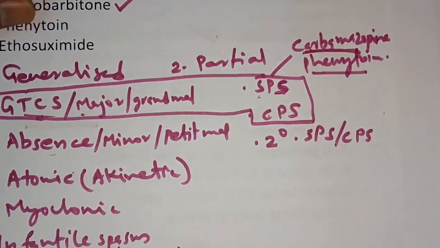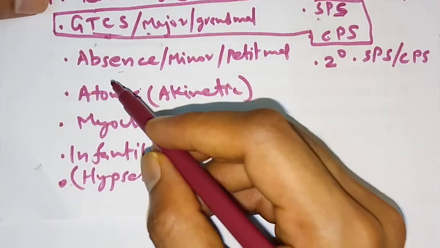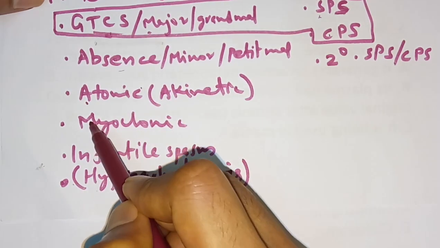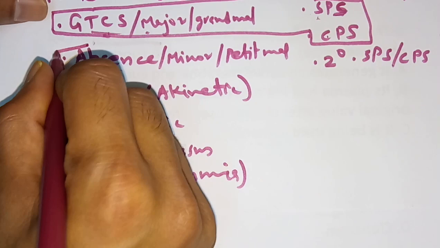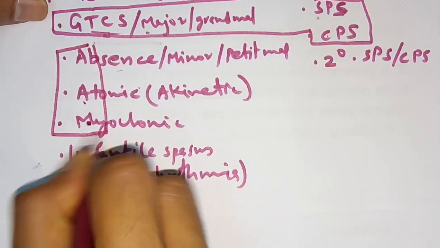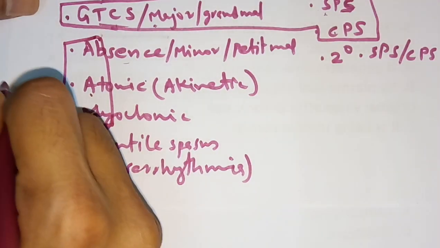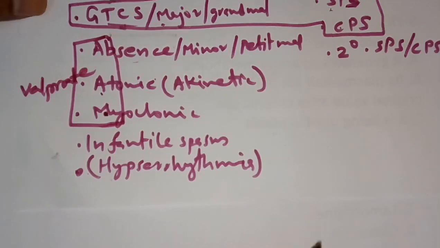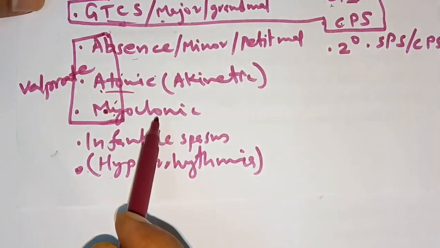Now we will move to the next type, that is absence seizure, then atonic seizure and myoclonic seizure, these three categories. The medicine of choice is valproate. Valproate is the first choice drug for these three categories: absence, atonic, myoclonic.